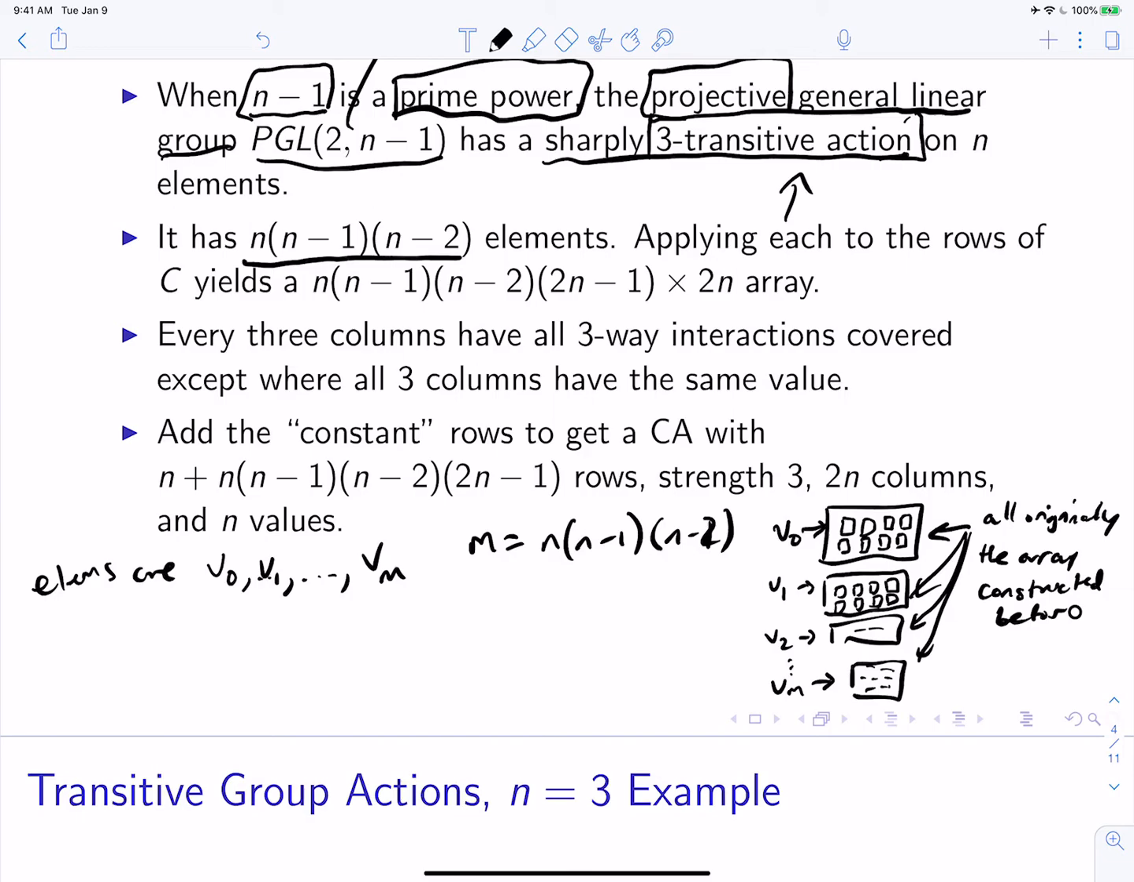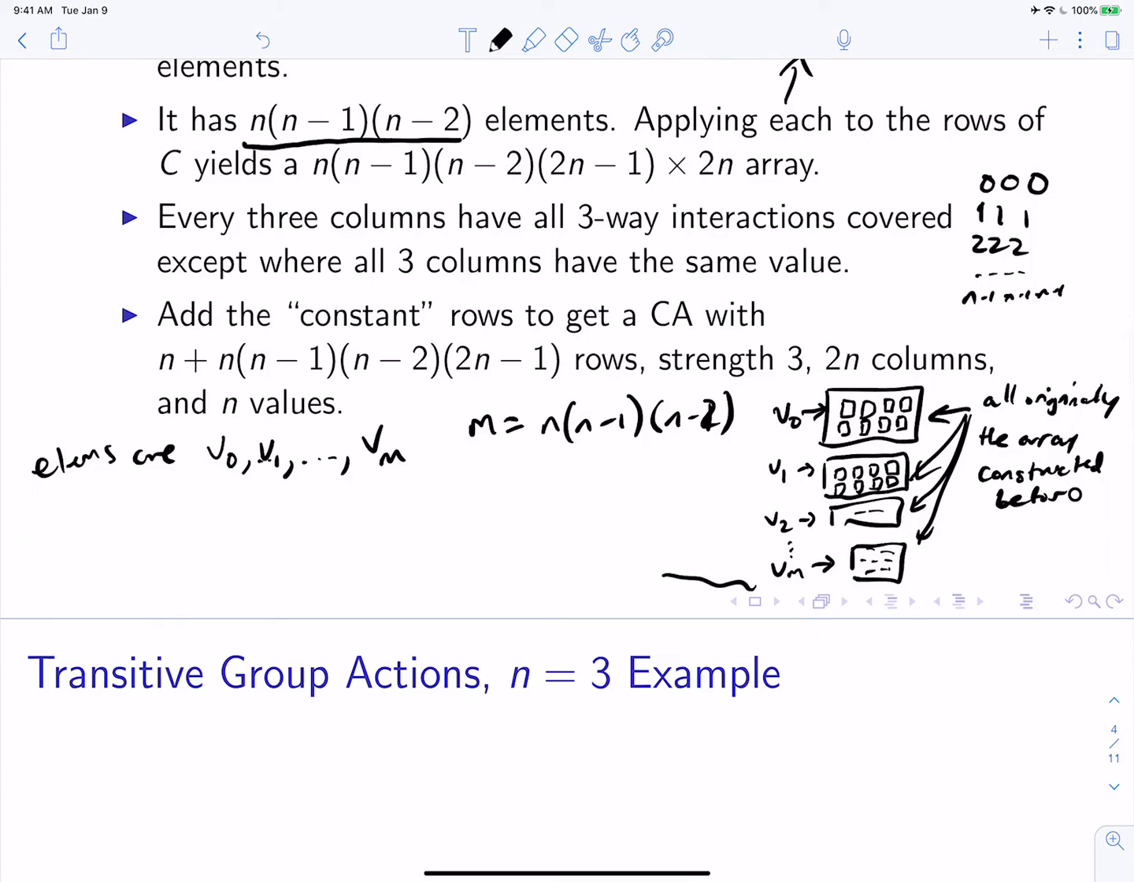except when all the ones of the form like 0, 0, 0, 1, 1, 1, 2, 2, 2, up to n minus 1, n minus 1, n minus 1. So all of the interactions that have the exact same value in each place, those don't appear. So what we do at the bottom down here, or I guess anywhere, is we put in a row of all zeros, a row of all ones, and then a row of all twos, etc. for all of the elements from 0 to n minus 1.